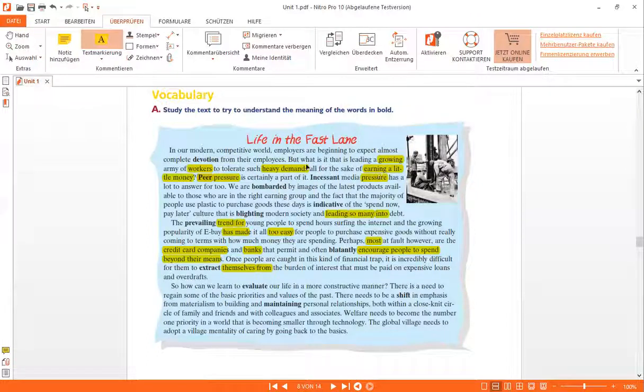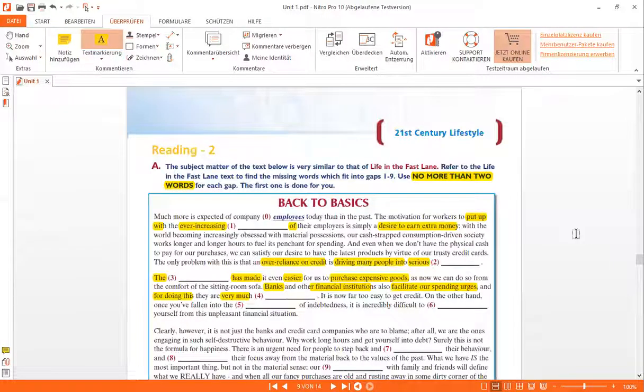The demands are growing at such a pace, all right, that employees simply do the jobs because they need money, okay? They put up with it, not because they like it, but because they have to earn money. So once you've figured out your set of words, put it in the gap and then read the sentence, make sure that the sentence makes complete sense.